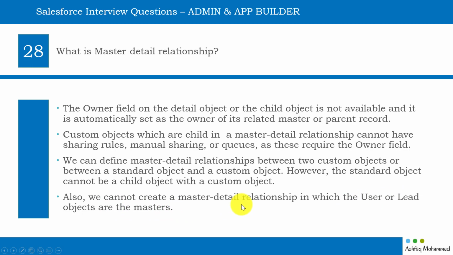Okay, try these things. Go ahead, try to create a master detail relationship with one other object with user. You will not be able to, you will not get that option itself, right? And try to do the same thing for lead. You will not be able to make masters as users and lead.